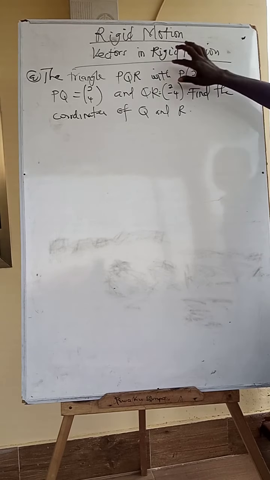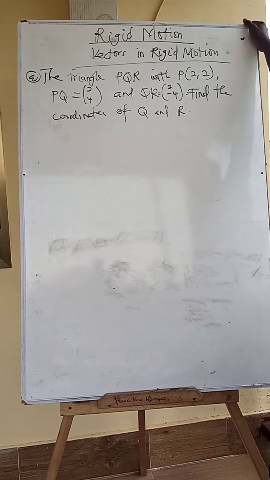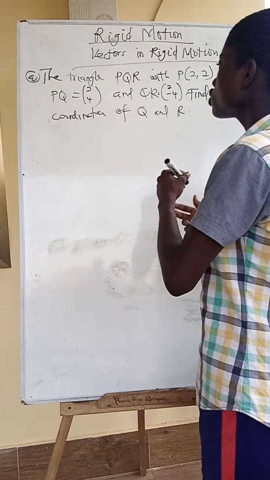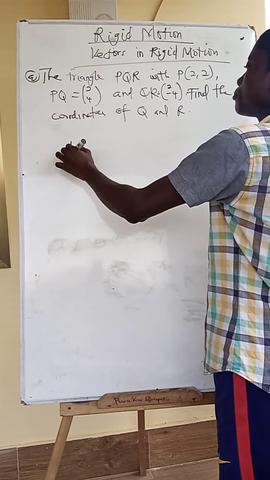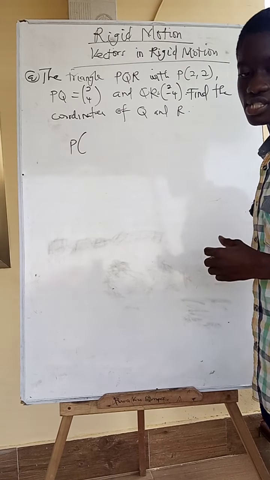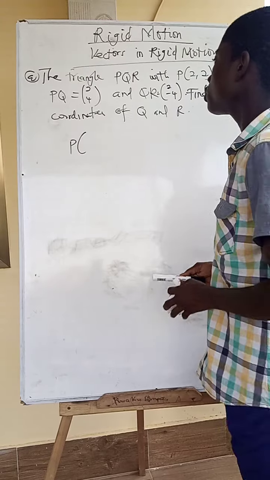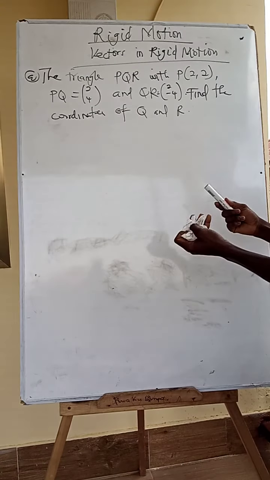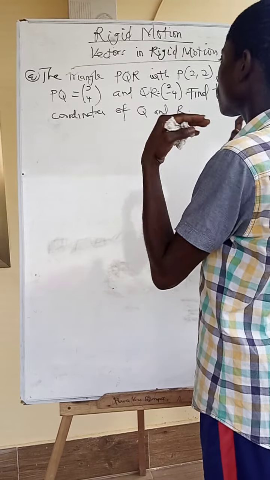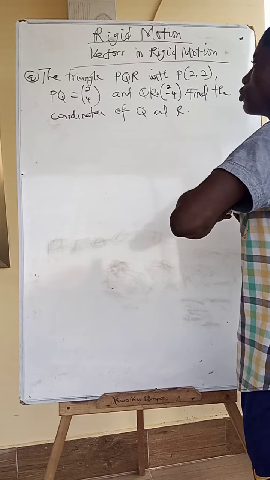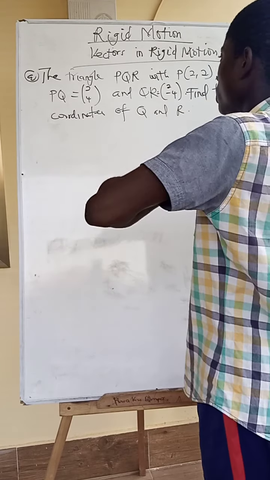Alright, we are going to talk about vectors in rigid motion. Sometimes in the question, it is not always straightforward that they will give you P, then give you coordinates Q and R. Sometimes they will give it in the form of a vector equation, and then you have to find the coordinates of P and Q from it. So we are done with rigid motion. Everything that we need to do, we are done.